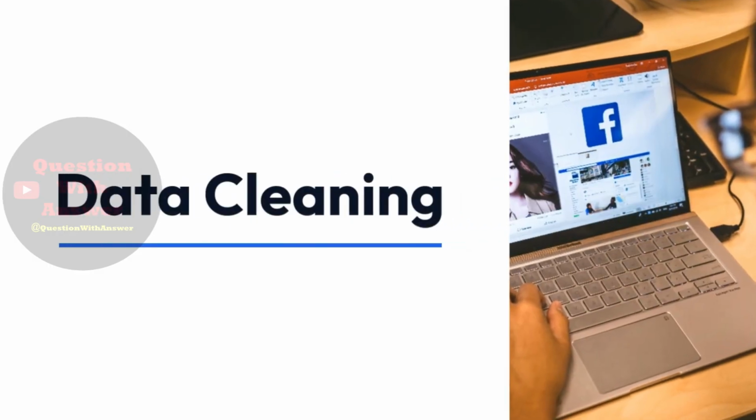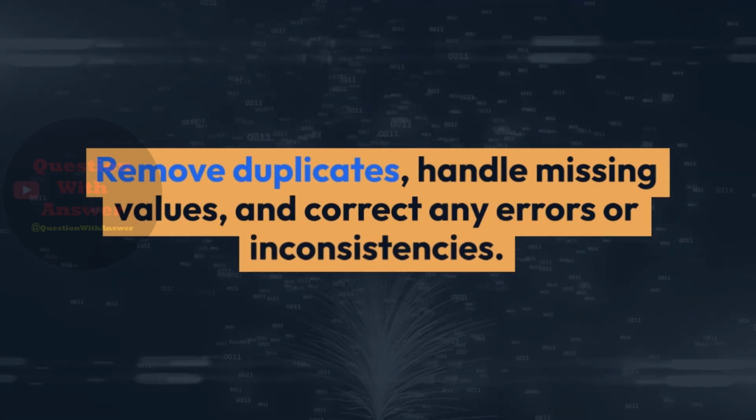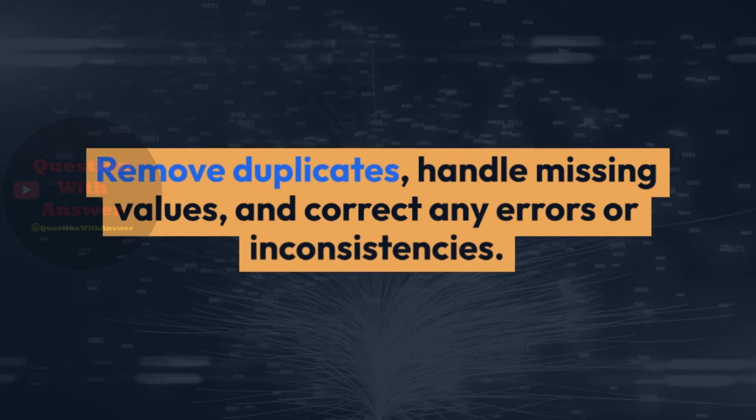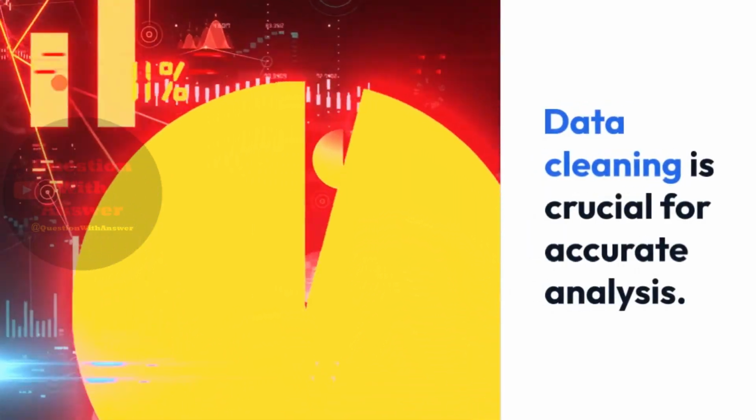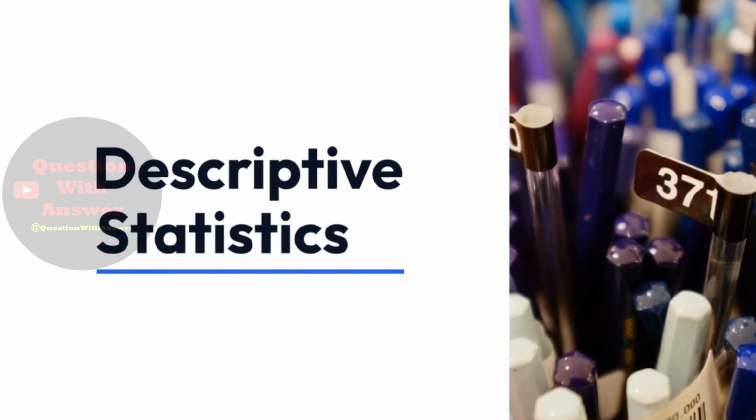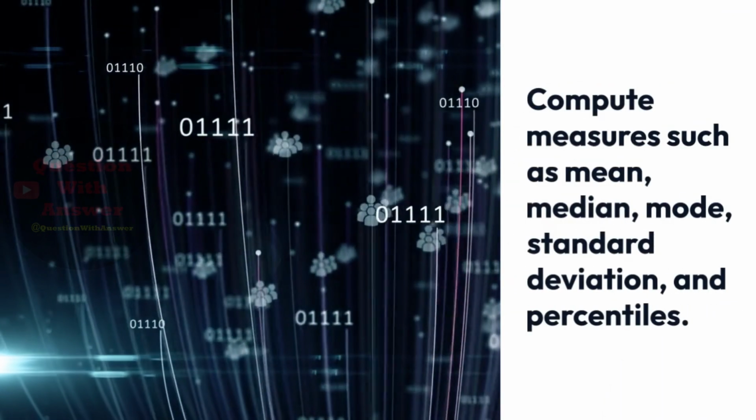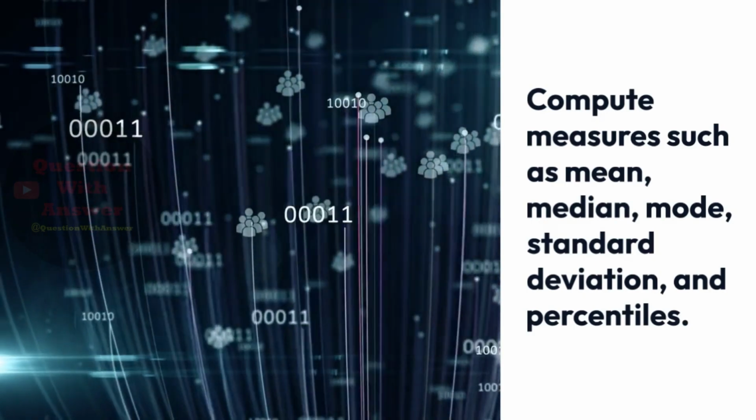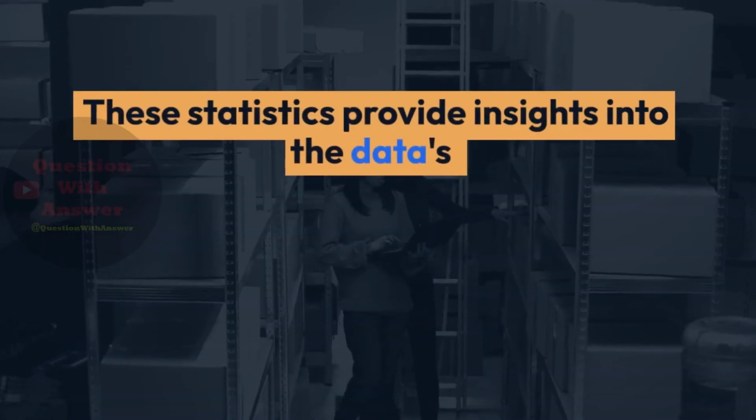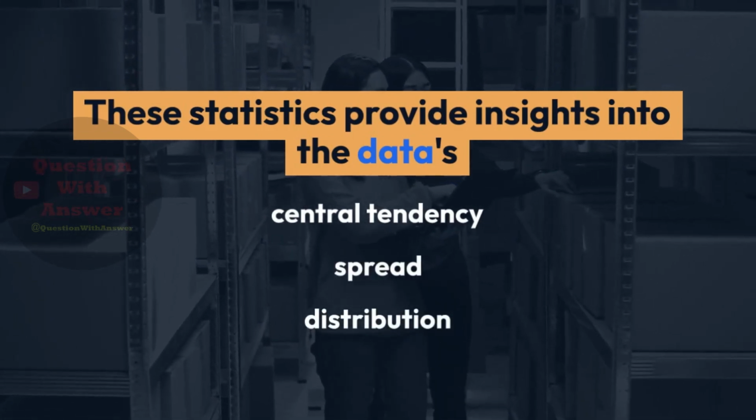Data cleaning. Start by cleaning the data to ensure its quality and reliability. Remove duplicates, handle missing values, and correct any errors or inconsistencies. Data cleaning is crucial for accurate analysis. Descriptive statistics. Calculate descriptive statistics to understand the main characteristics of the data. Compute measures such as mean, median, mode, standard deviation, and percentiles. These statistics provide insights into the data's central tendency, spread, and distribution.